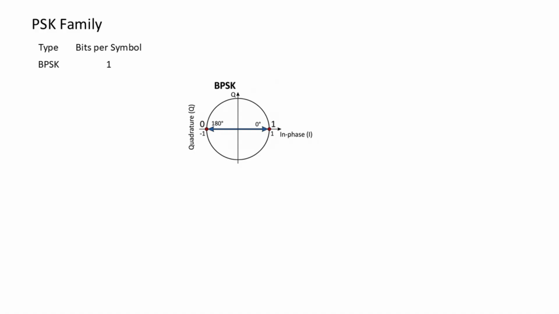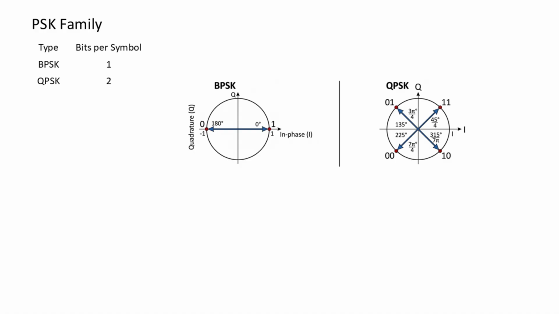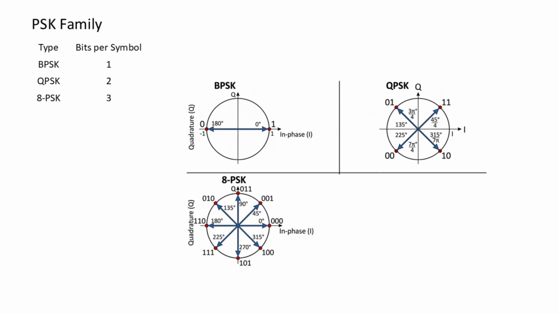Building on this basic idea, we can increase the data rate by using more phase states. For example, in QPSK, instead of 2 points, we use 4 different phase positions on the constellation or phasor diagram. This allows us to transmit 2 bits per symbol, effectively doubling the data rate compared to BPSK. If we go further to 8 PSK, the signal space is divided into 8 equally spaced phase angles. Each symbol now carries 3 bits, which can be clearly seen as 8 evenly distributed points on the phasor diagram.